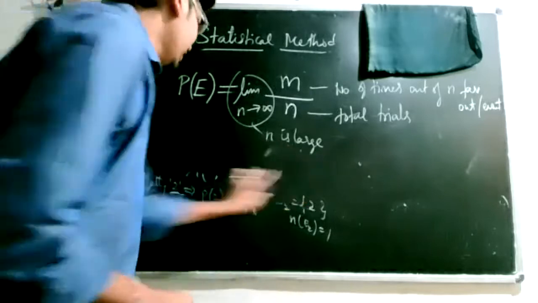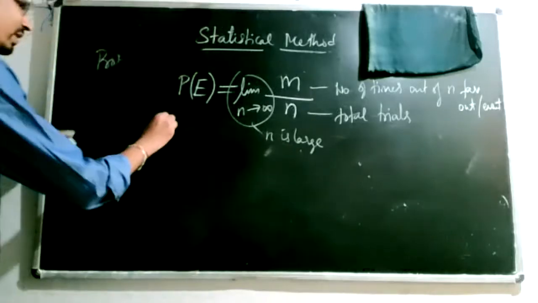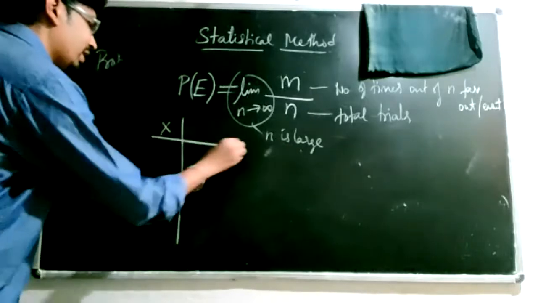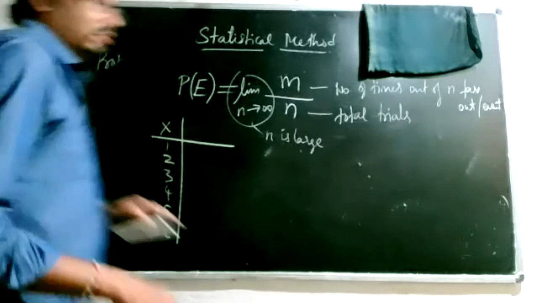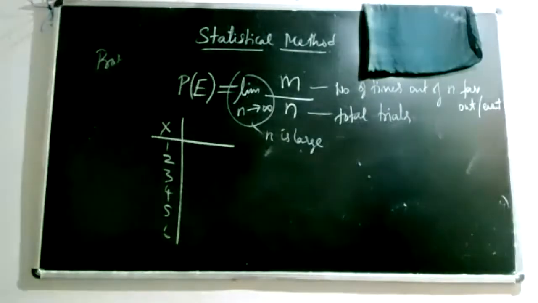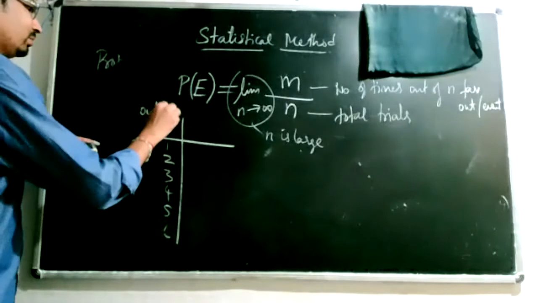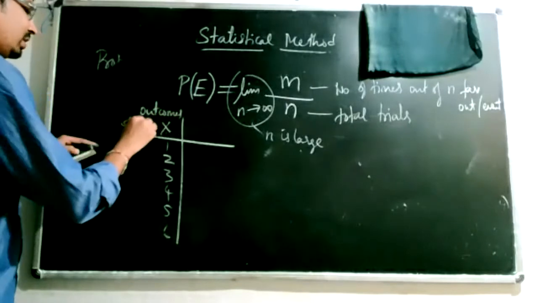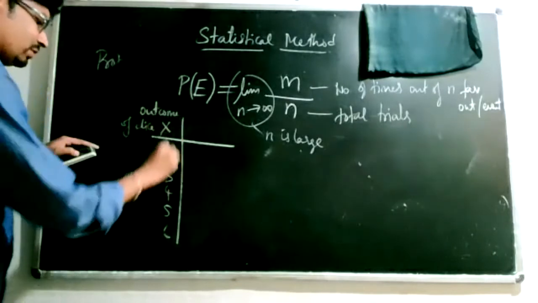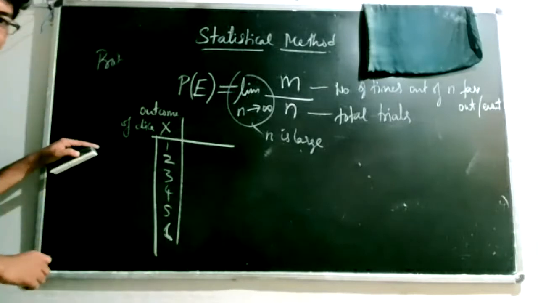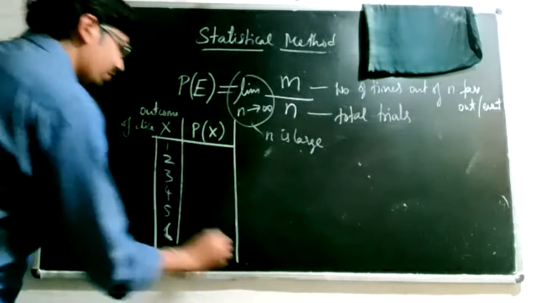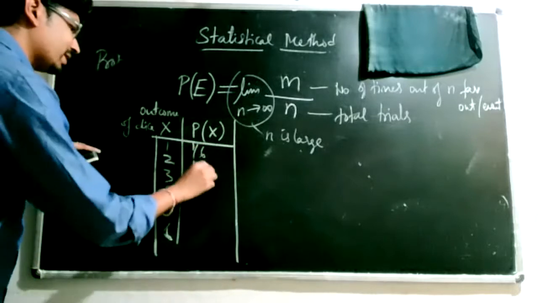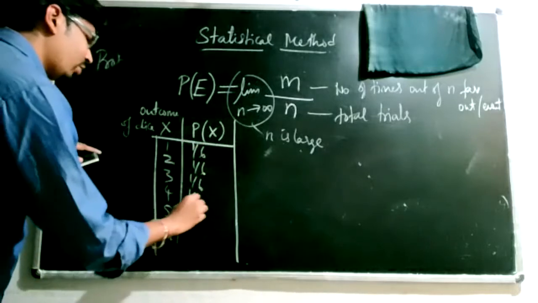So if I am using the classical definition, and I say my x is the outcome of the dice, these are the 6 possible cases. And let me ask what is the probability of each x. The classical definition assigns probabilities as 1 by 6.